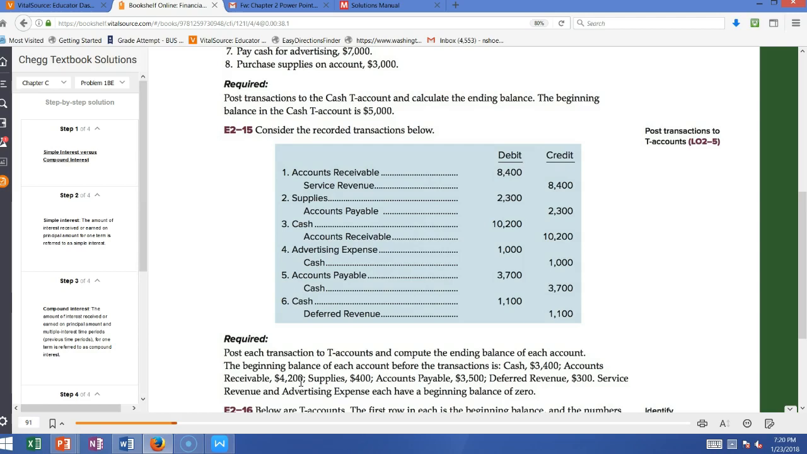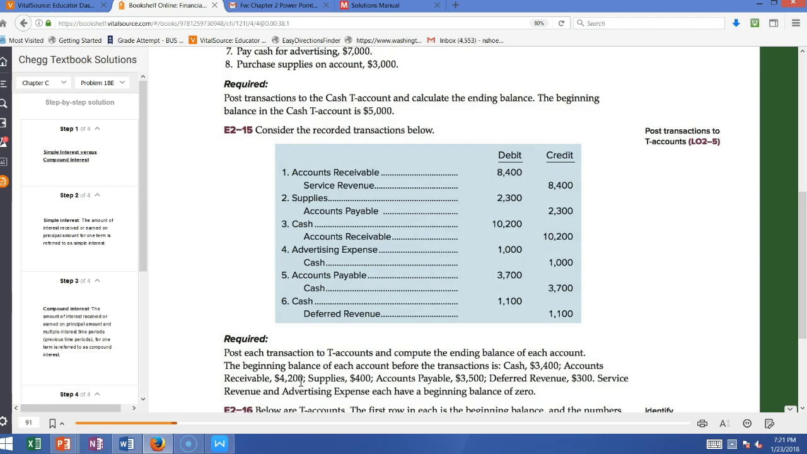What kind of account is deferred revenue? It's a liability, so it's a credit. Okay? And I'm not trying to be rude, I'm just trying to help you think. Since deferred revenue is a liability, and liabilities have normal credit balances, we're going to put a credit in there, aren't we? Okay? So now consider these transactions.